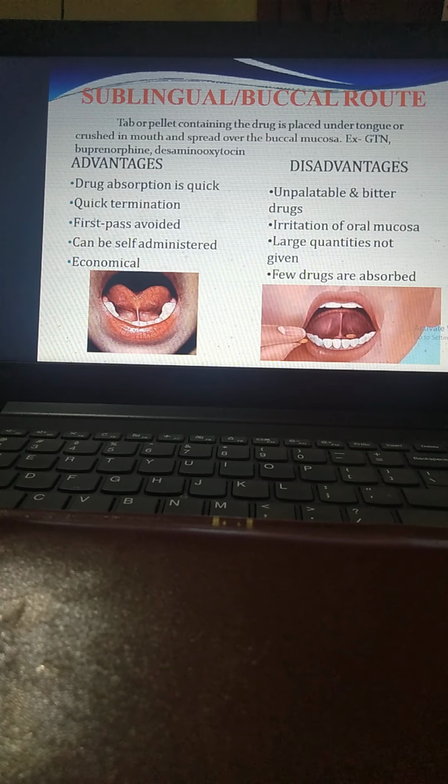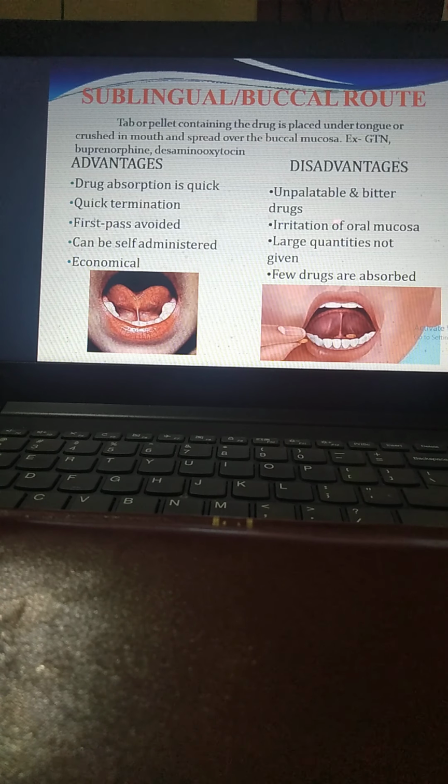keep some nifedipine below the tongue, using the sublingual route, and once the blood pressure comes to normal, you can spit it out. So it is controllable. Advantages: drug absorption is quick, and quick termination is there. First pass is avoided because it is sublingual, can be self-administered, economical.